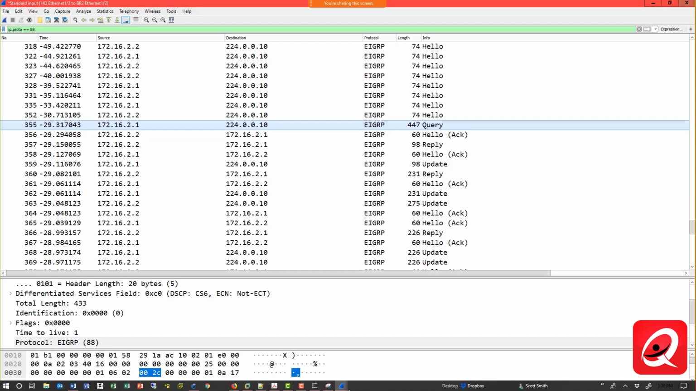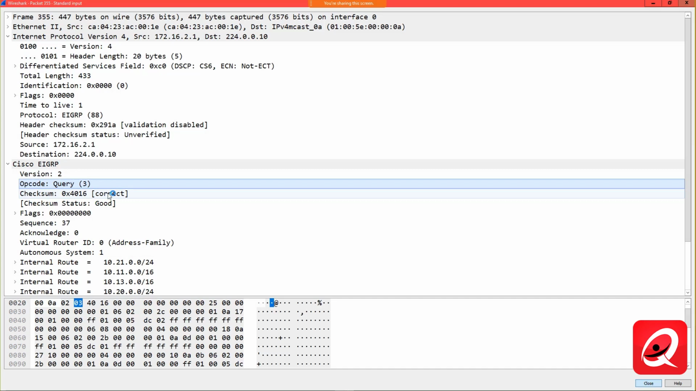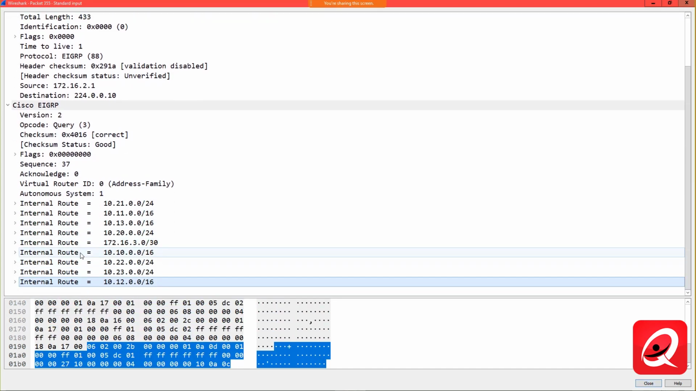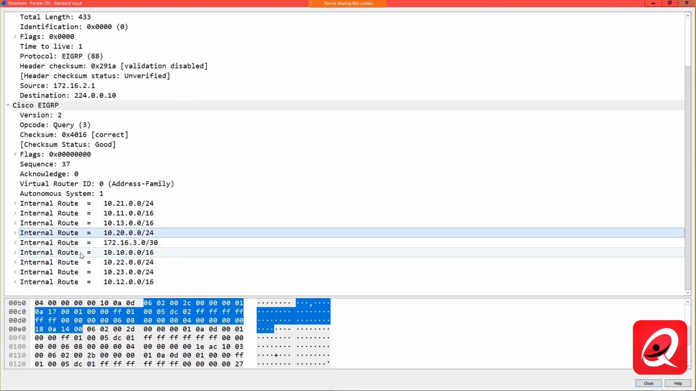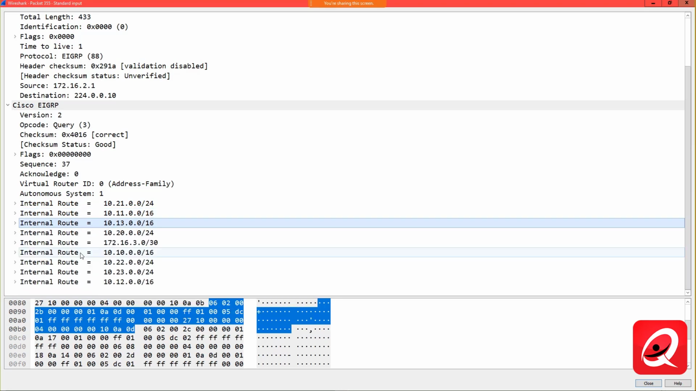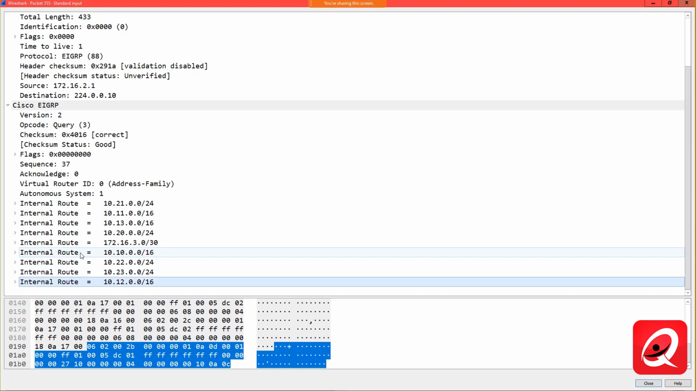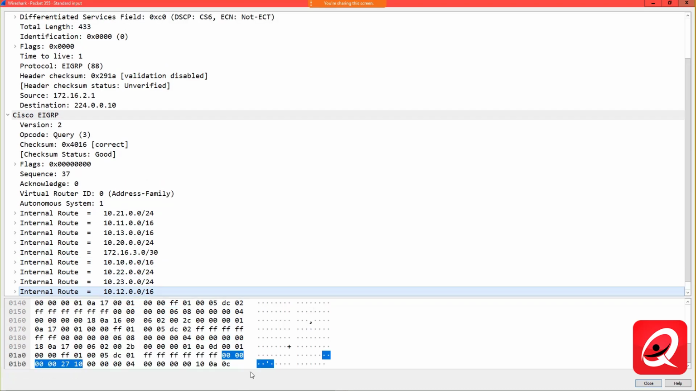All right, let me pull it up. So I see I'm sending a query. And sure enough, I see all of the routes that are referenced in that particular query. 21, 11, 13, 20. All right. Now, these look like routes that are contained within a single query, which they are. But I need to get a response for each of these routes as well.